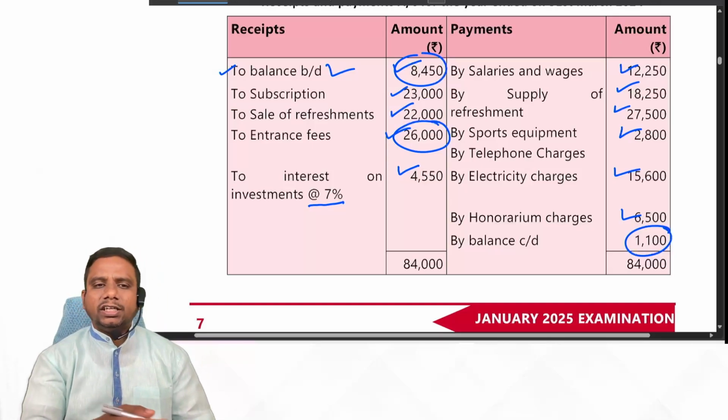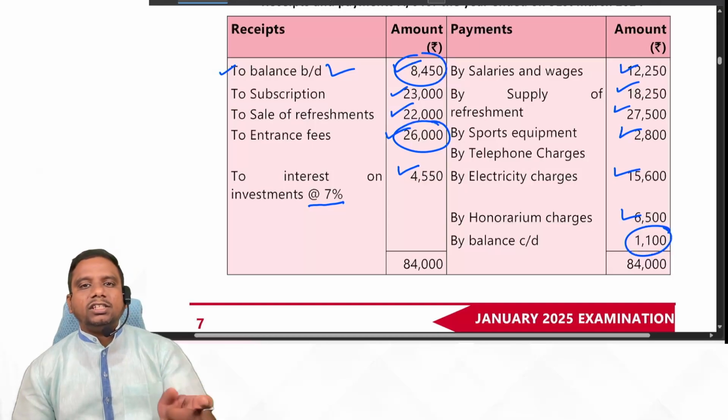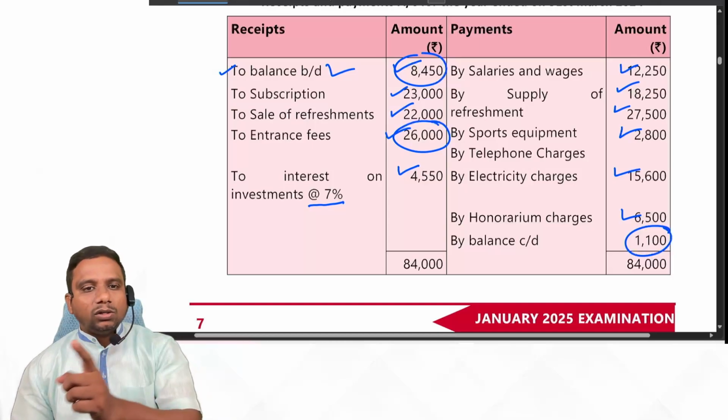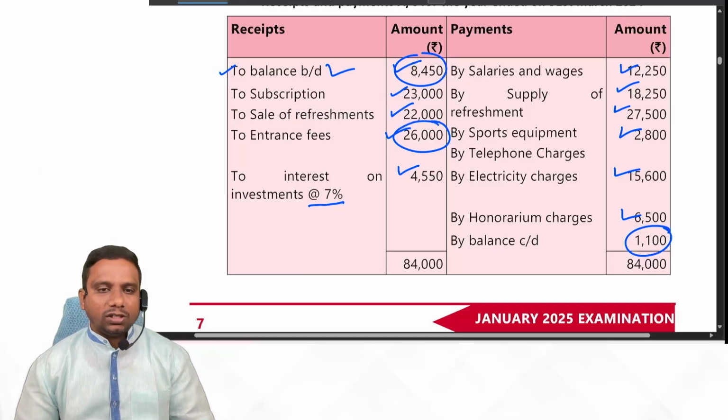Next one. Sale of refreshment, take it to the credit side of income and expenditure account. Next, entrance fees. Out of entrance fees of 26,000, 13,000 is taken to the credit side of income and expenditure account and 13,000 added to the capital fund.